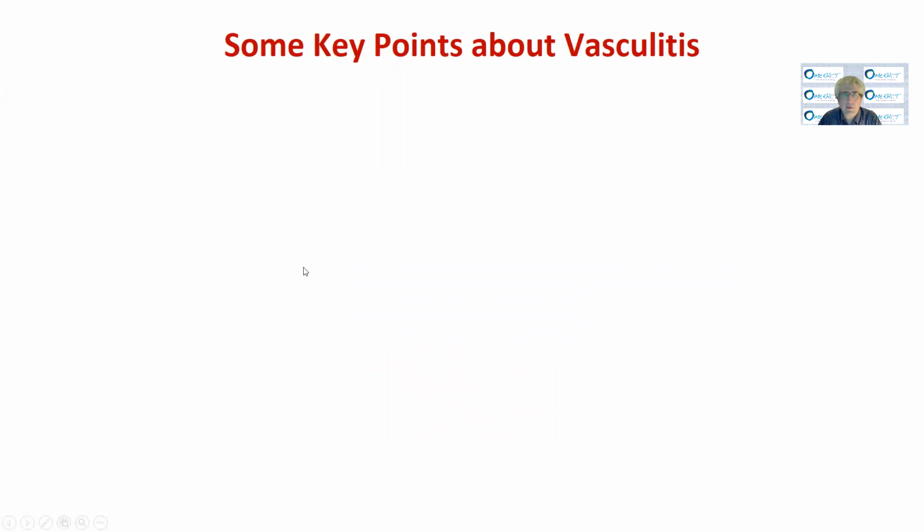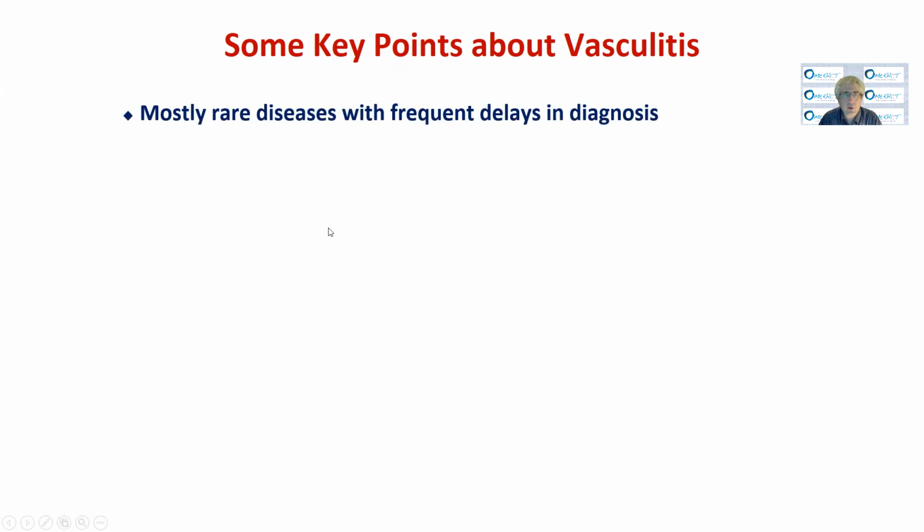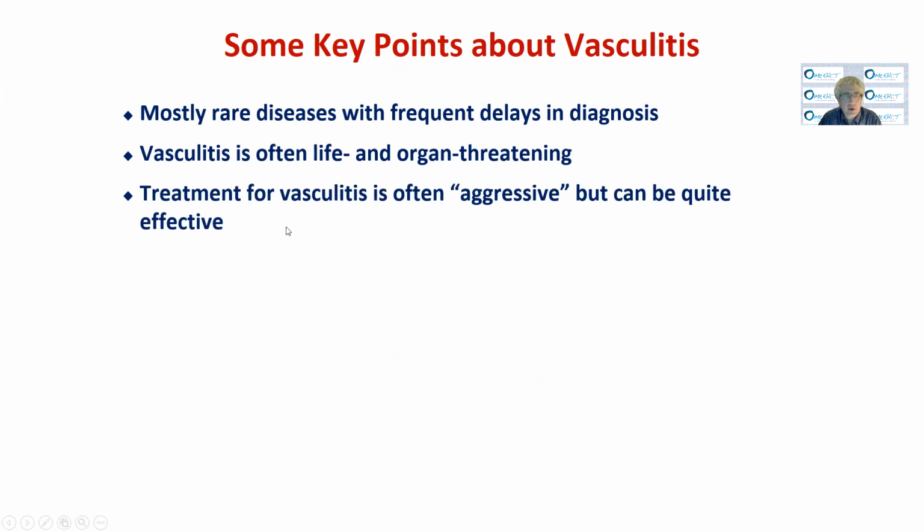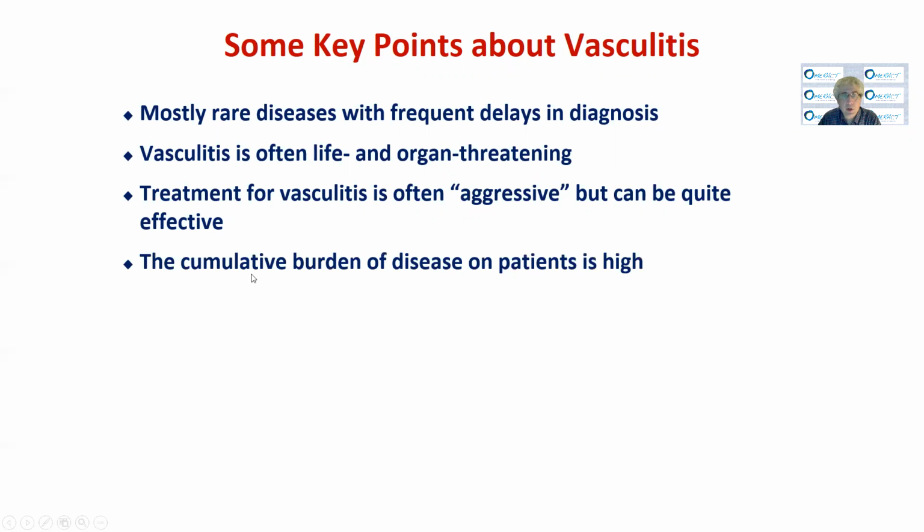Some key points about vasculitis to know. These are mostly rare diseases with frequent delays in diagnosis. Vasculitis is often life or organ threatening. Treatment for vasculitis is often aggressive with immunosuppressive drugs that lower the immune system, such as glucocorticoids or steroids, but it can be quite effective. The cumulative burden of disease on patients is high from both the disease and the treatment. Relapse of vasculitis is unfortunately quite common.